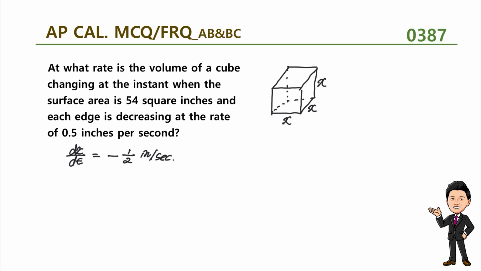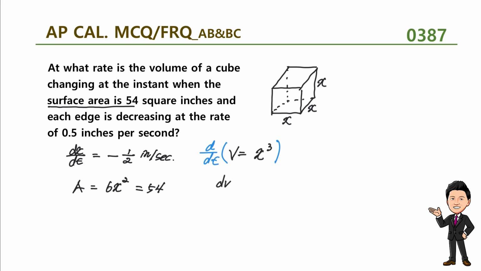So far so good. Here it is also given that the surface area is 54. Surface area: the area of each face is x times x, x squared. So we have 6 faces. So that's 6x squared. And we're going to find the rate of the volume when this is equal to 54. So the equation of the volume is equal to base times height, x times x times height, x cubed, right? So let's differentiate with respect to time t.